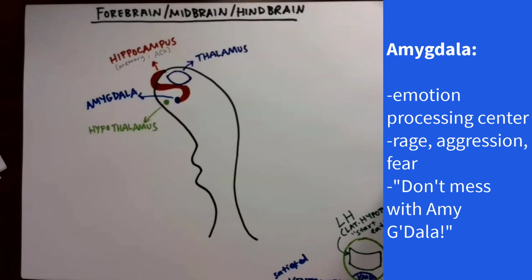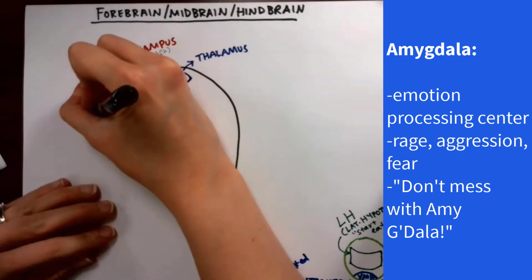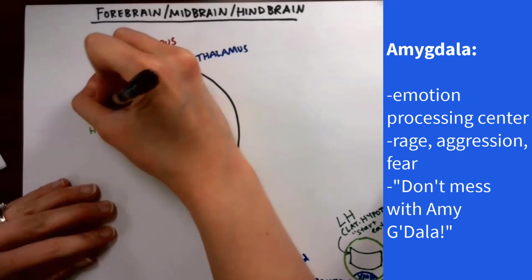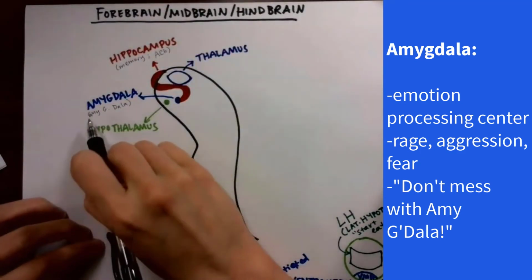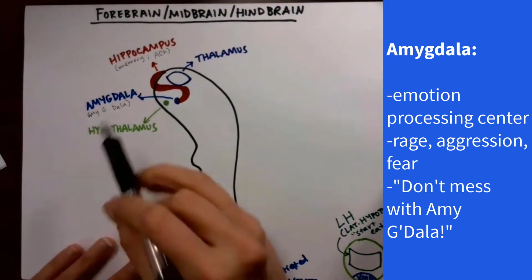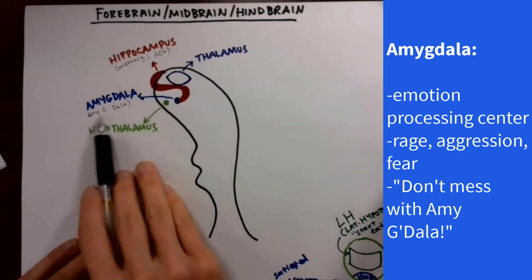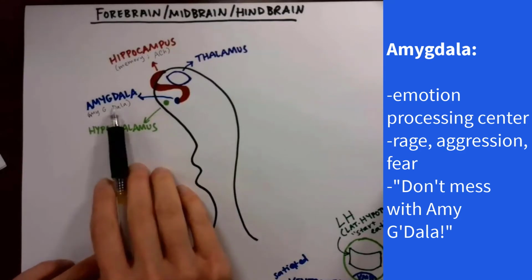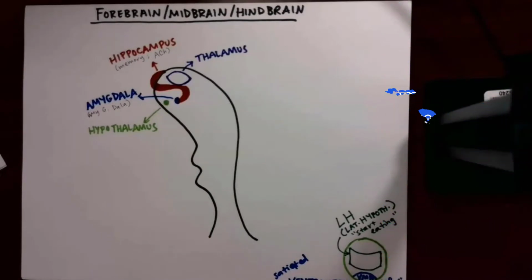So my way of remembering this is I make up a fictional girl. My mom's name is Amy, so I named her Amy G. Dalla, or Amy Gadalla, as my former student likes to say. Sorry, I messed up my Amy. Okay, so I always say, don't mess with Amy Gadalla. That girl crazy. She's emotional. Or I say, oh, poor Amy Gadalla, she's so emotional. You know, she's just having a hard time. Okay, and we can all relate to that. All right, so that is all the forebrain.